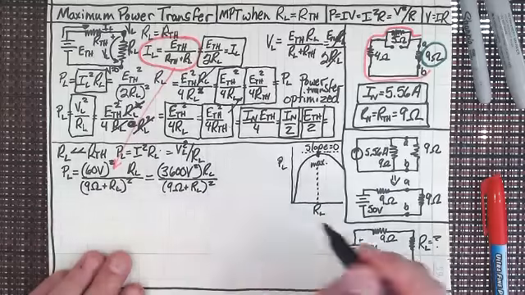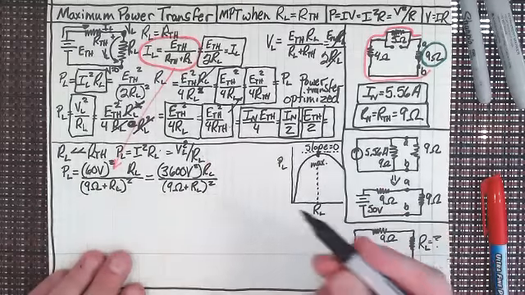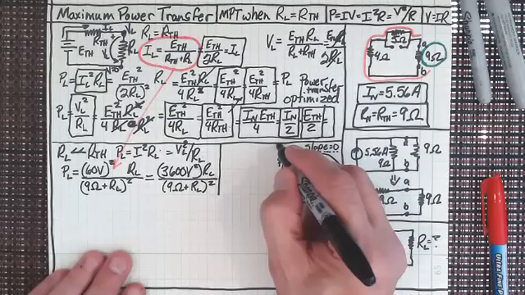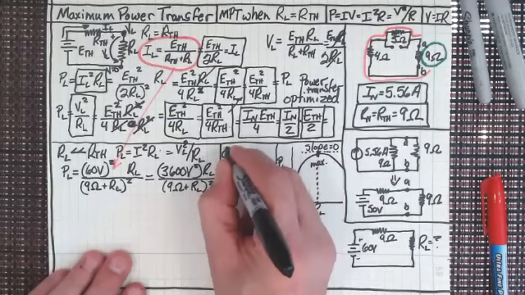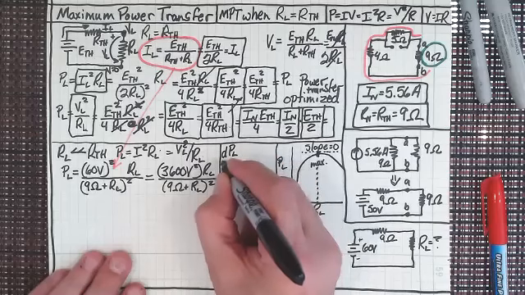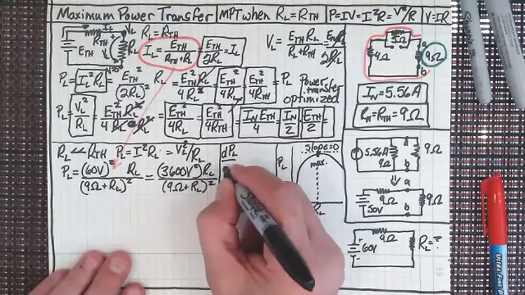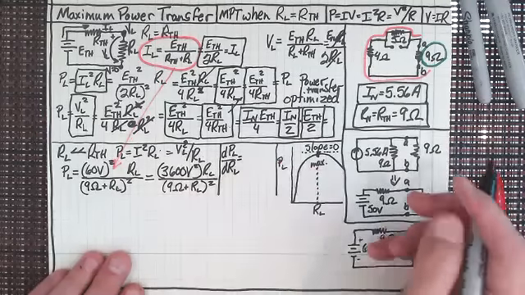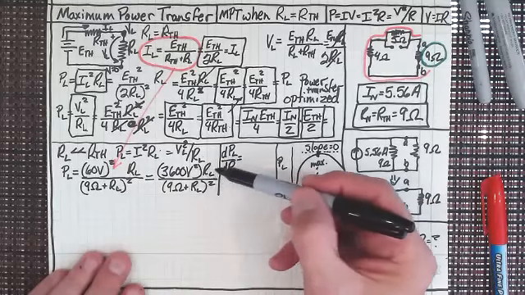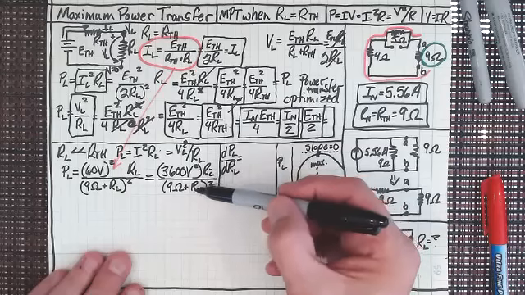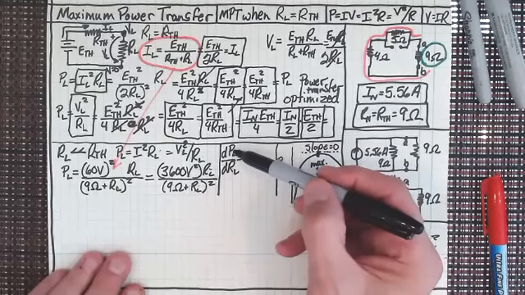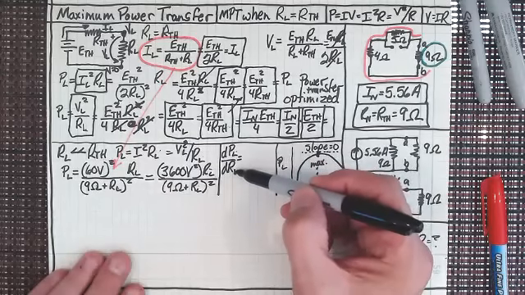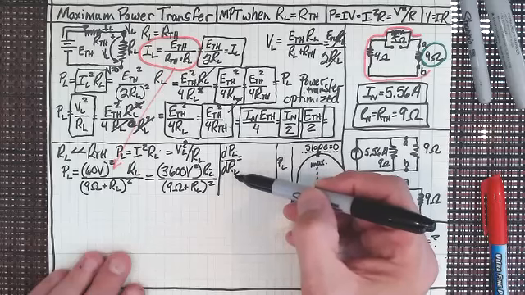Now, that's P sub L. I'm going to put a line down here to separate this. If I wanted to get the derivative of P sub L with respect to R sub L, what would that be? Let's take this derivative. Let's say R sub L is X. So if I take the derivative of P sub L with respect to R sub L, what am I going to get?